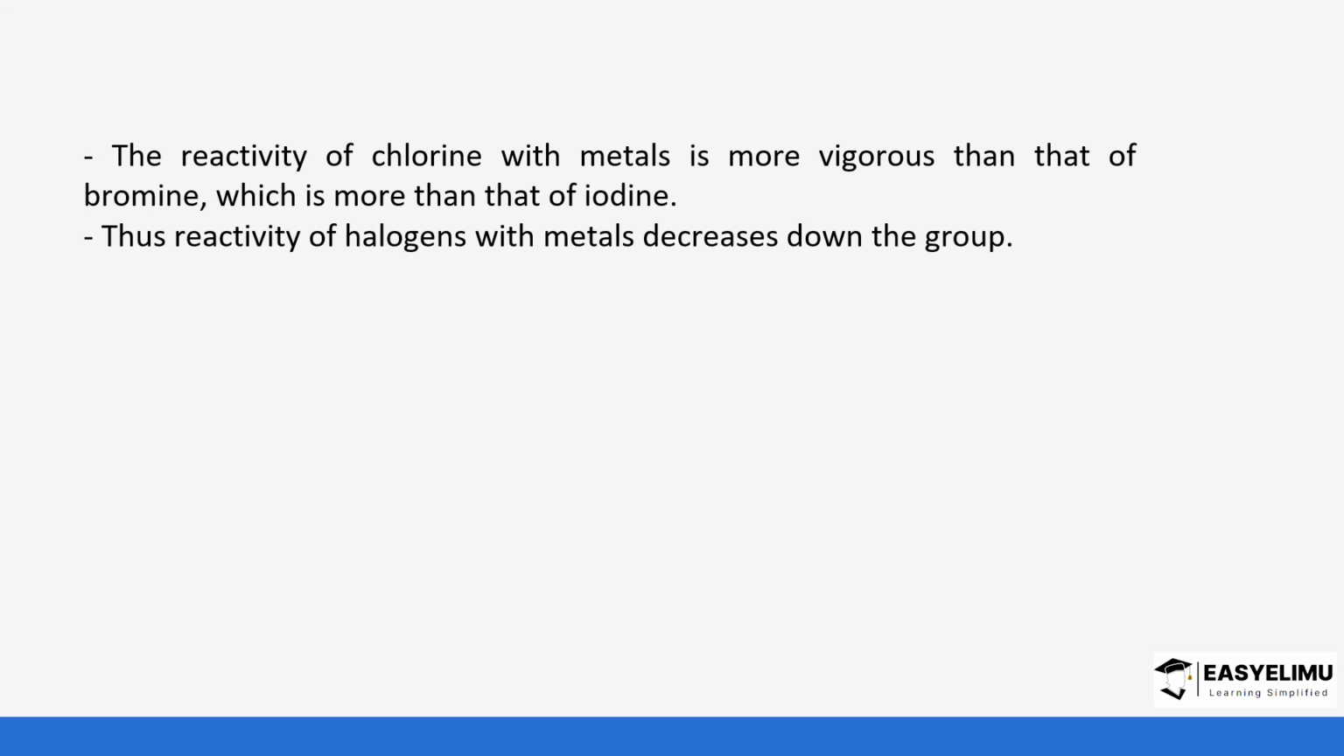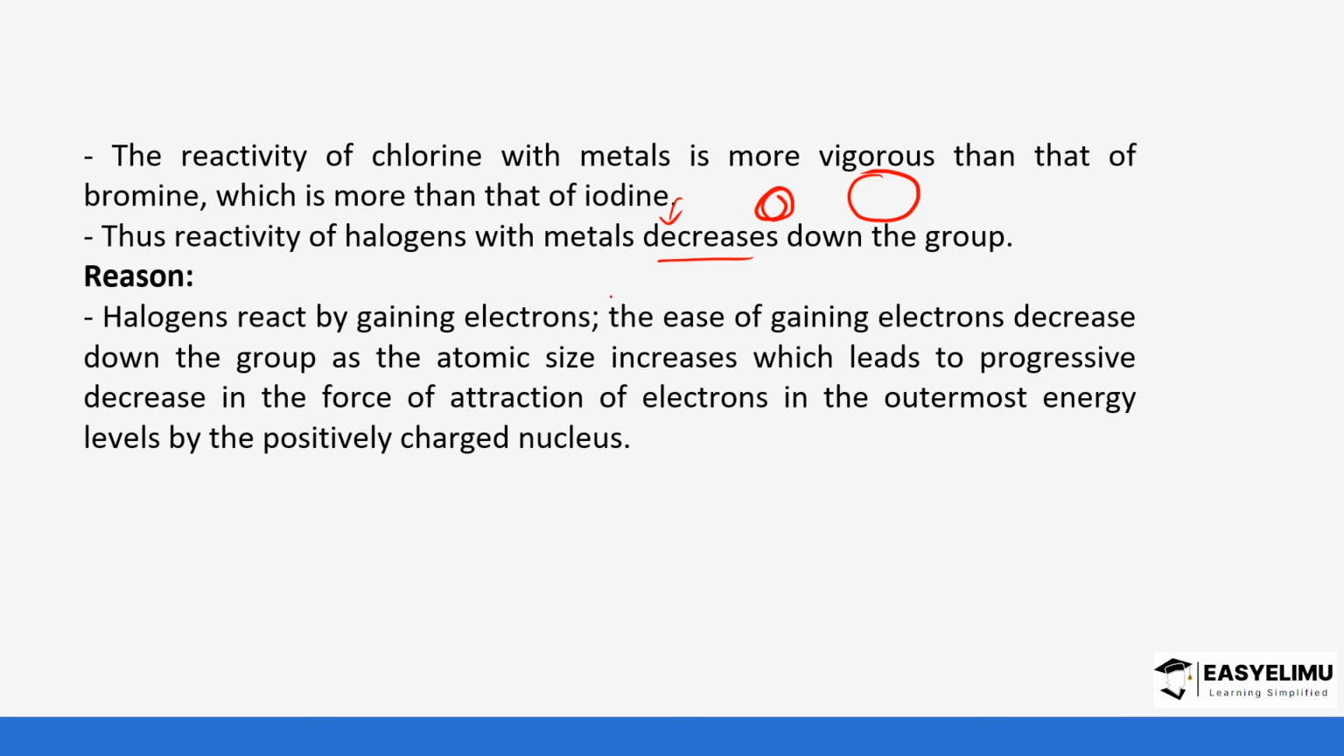So the reactivity of halogens decreases down the group, and you said that it decreases because of the ease at which it is able to gain electrons. We said it gains electrons easily when the atom is small. It's harder to gain an electron when the atom is bigger. So halogens react by gaining electrons, so the ease of gaining decreases down the group as the atomic size increases.